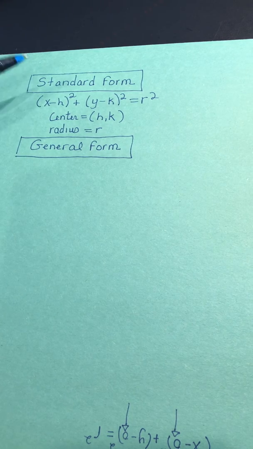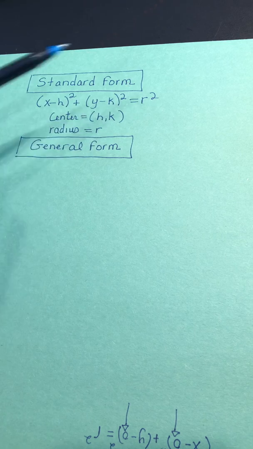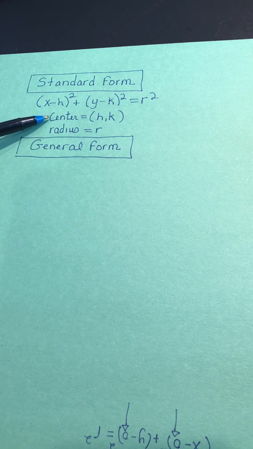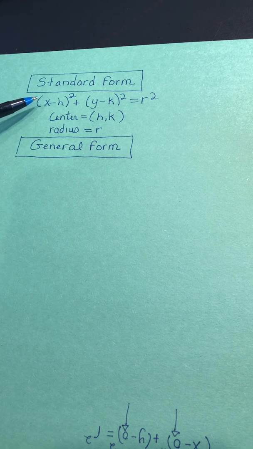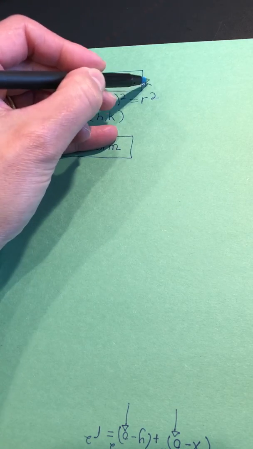And in the last video, we learned about standard form. Recall standard form was the quantity x minus h squared plus y minus k squared equals r squared. The center was located at the point (h, k) and the radius was r. Now, standard form is perhaps the most useful. Personally, when we're talking about a circle, the main things we care about are where is the center and what is the radius. So in my opinion, the standard form is probably the best and the easiest to use.